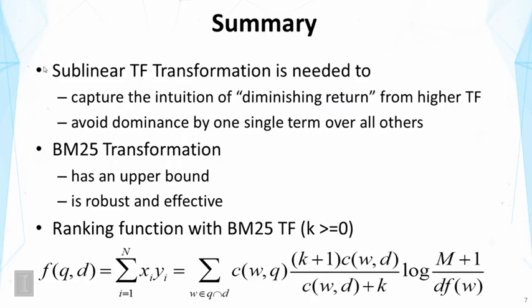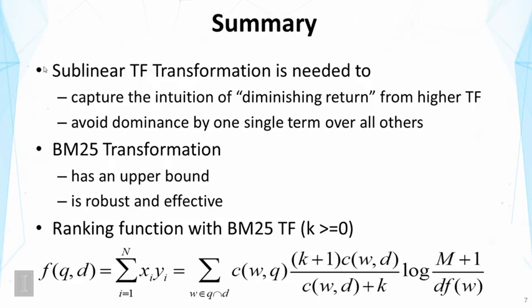So to summarize this lecture, the main point is that we need to do sublinear TF transformation. And this is needed to capture the intuition of diminishing return from higher term counts. It's also to avoid dominance by one single term over all others. This BM25 transformation that we talked about is very interesting. It's so far one of the best performing TF transformation formulas. It has an upper bound and it's also robust and effective.